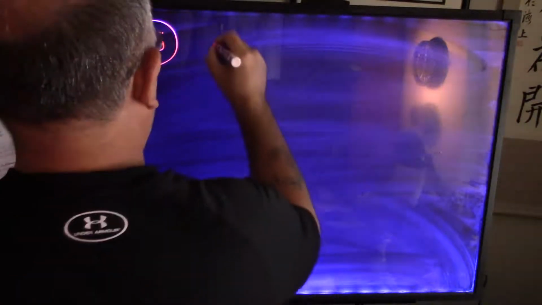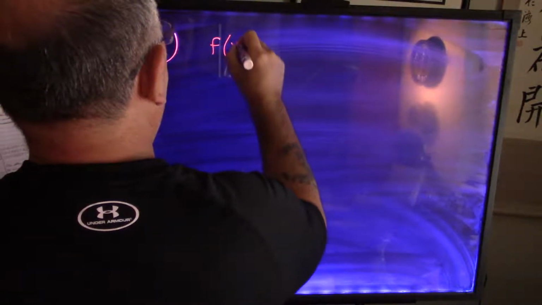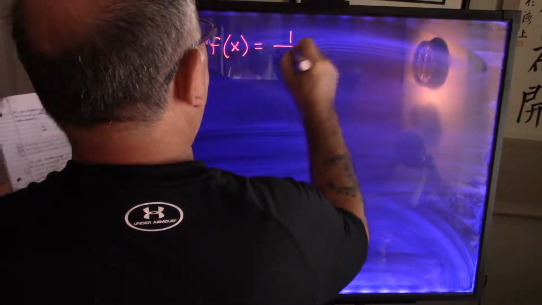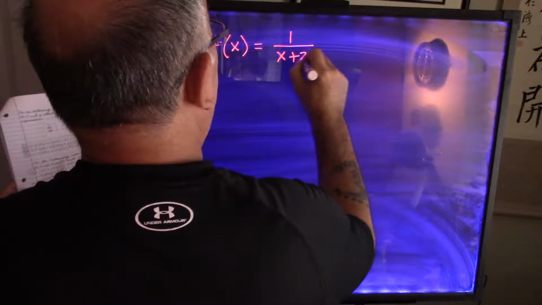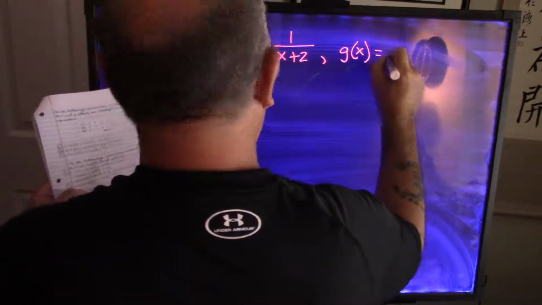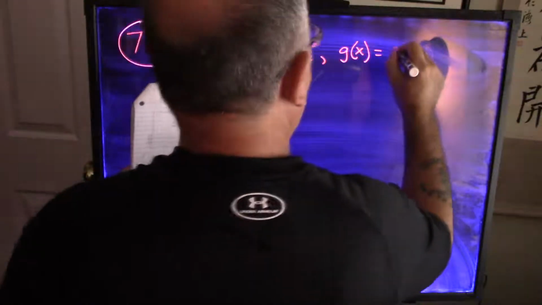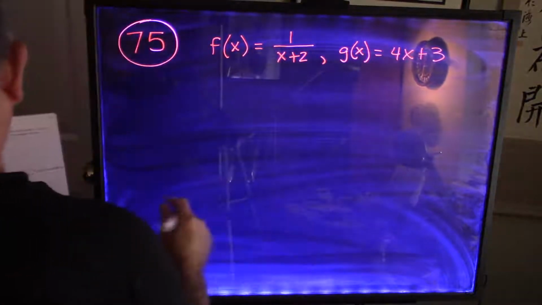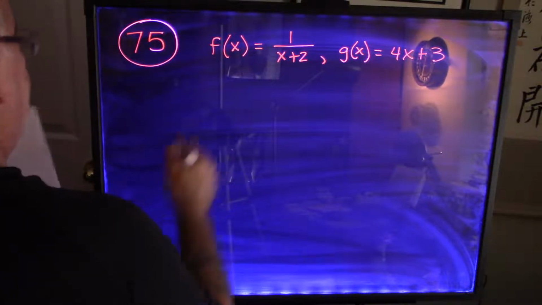Number 75, we have f of x is 1 over x plus 2 and g of x is 4x plus 3. Okay, so we got f of x is 1 over x plus 2, and g of x is 4x plus 3. So we first want to find f of g of 0.